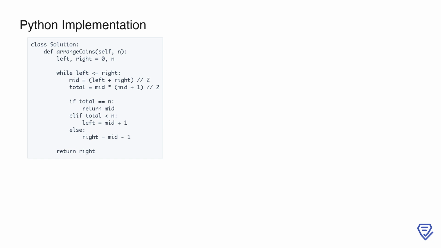If total is less than n, it means we can form more rows, so we adjust left to mid + 1 to search the upper half. If total is greater than n, it means mid rows require too many coins, so we adjust right to mid - 1 to search the lower half. 6. When the loop ends, right will point to the largest valid number of full rows that can be formed within coins. We return right as the result.